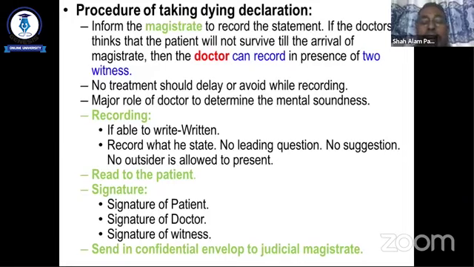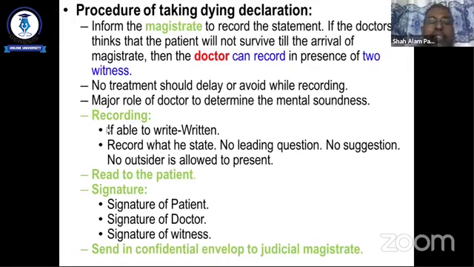If the person cannot state in that situation, you can put some questions to him, and if he makes any sign, record that.